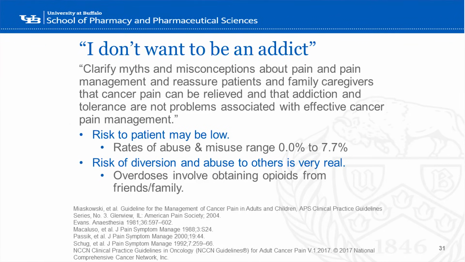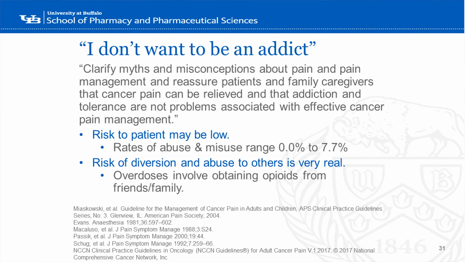Some concerns that patients have about opioids and morphine specifically is the concept of addictions. They don't want to be considered an addict. The NCCN cancer guidelines speak about clarifying myths and misconceptions about pain and pain management, and reassure patients and family caregivers that cancer pain can be relieved and that addiction and tolerance are not problems associated with effective cancer pain management. And the caveat to this statement is that we are concerned about addiction and tolerance in this patient population, but under good cancer pain management, those risks are low.